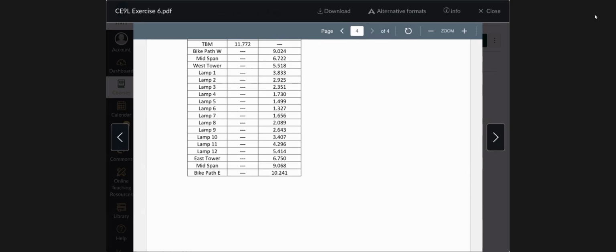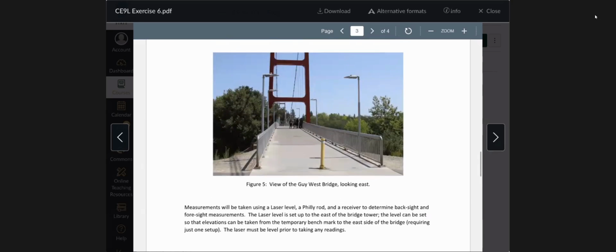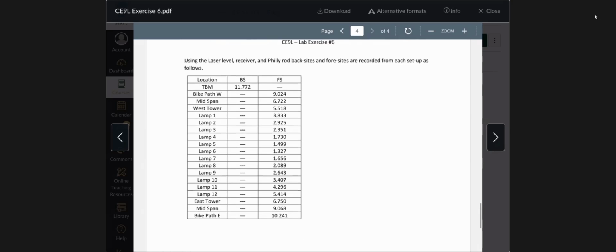You're going to take a measurement to the lamp posts that are on the bridge. That's where your foresights will be taken. And when you log into the Sac State website, there's a picture of the Guy West Bridge, and you can clearly see the lights there, and you can see them here too. But when you log in to the website, there's a good picture there of the bridge that you can take a look at as well. Okay, so that's all we have here in CE9L exercise 6. I'm sure there's a lot of questions, but feel free to ask.